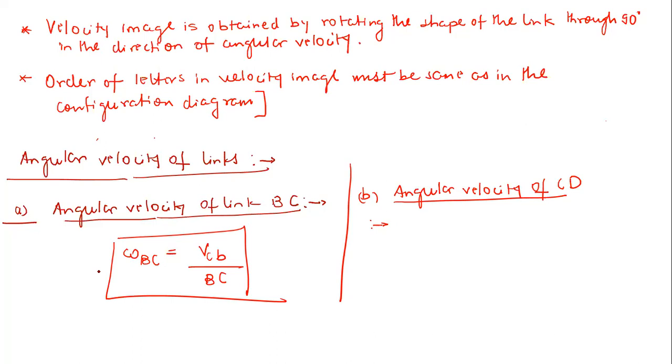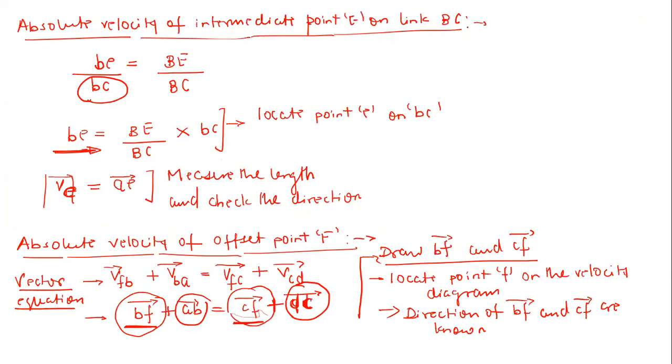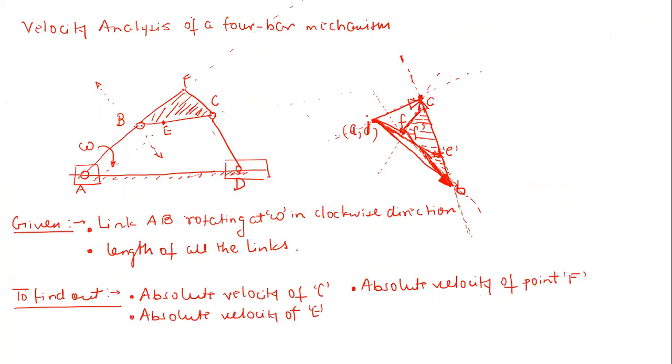Okay, one more thing I would like to ask you. This is the magnitude which we have calculated. Can you point me the direction? What will be the direction of this omega BC? That means, is this link BC going to rotate clockwise or anti-clockwise? What do you think? Clockwise.